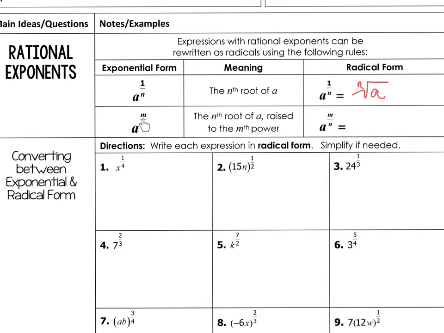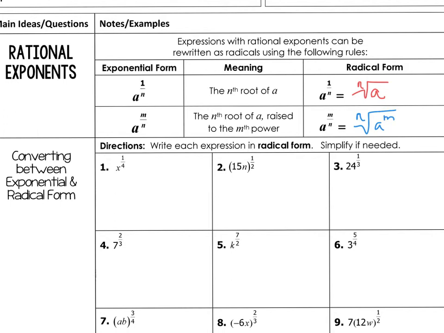Now what happens if we have something other than 1 in the numerator of that fractional exponent? It doesn't mean anything different. You're still taking the nth root, but of a to the m power. So again, that n becomes our root. So I have the nth root of, and if you cover up that denominator of the fraction, you see a to the m. So that becomes a radicand underneath. And it's that simple.